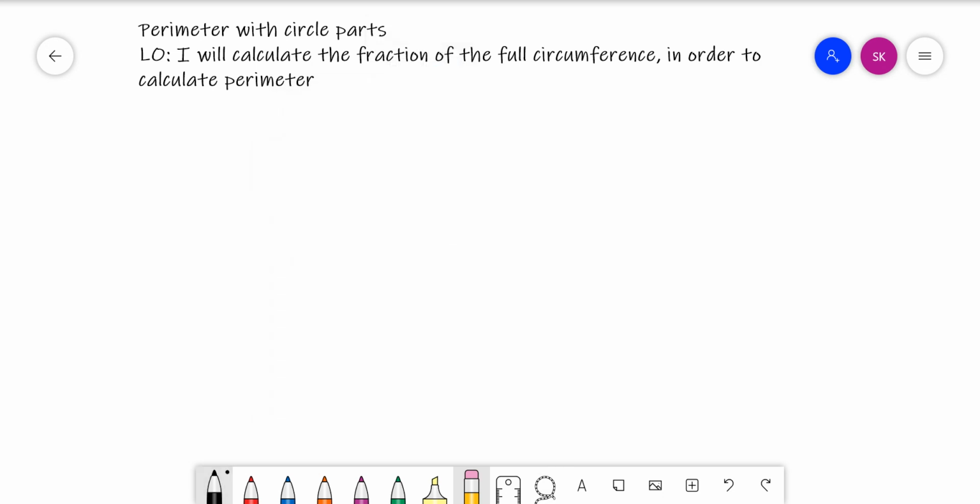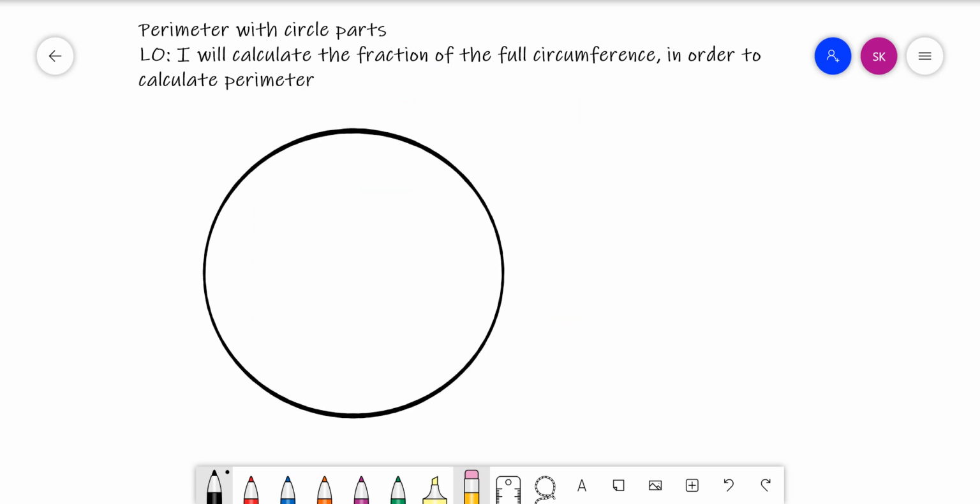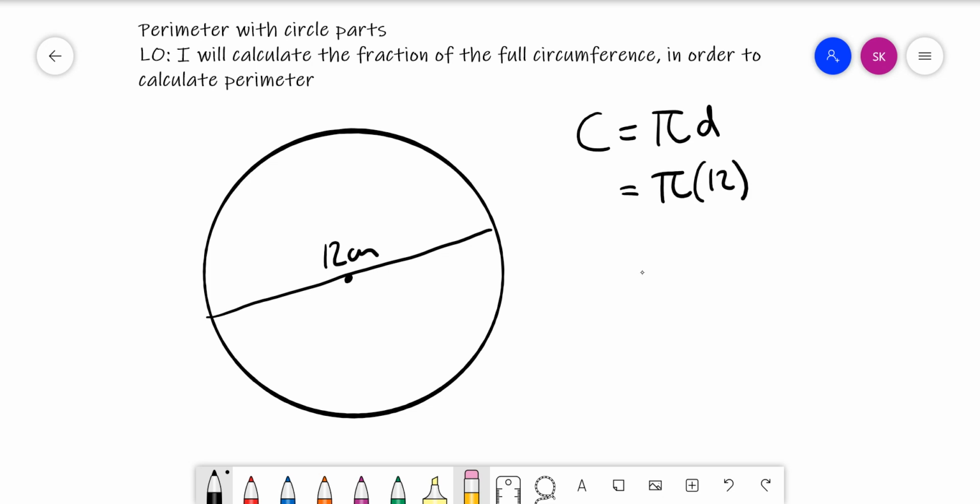So, if I showed you a full circle and I told you the diameter was 12 centimeters, I'm sure at this stage you could tell me what the circumference of this circle was. Pause the video and just make sure you can do that. Well, circumference is the distance around a circle. How do you find it? Pi times d. So pi times 12. I'm going to leave it in terms of pi for the moment.